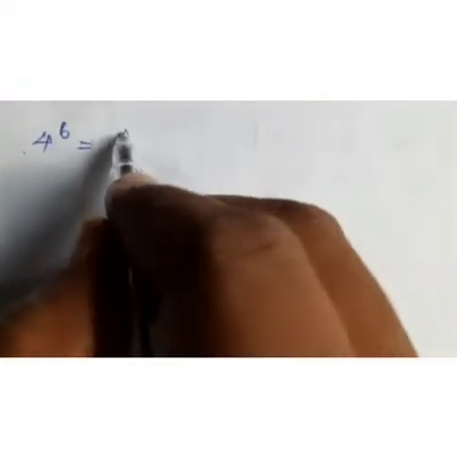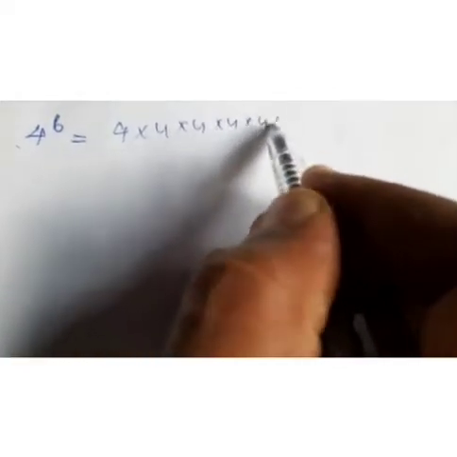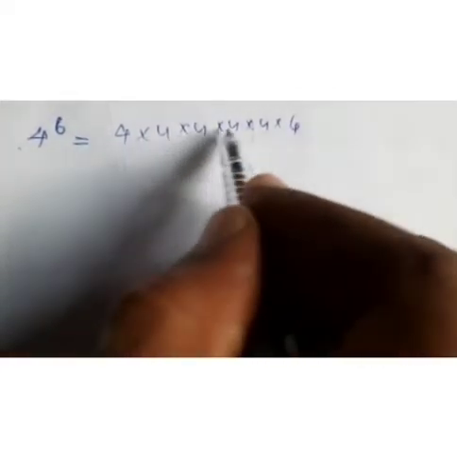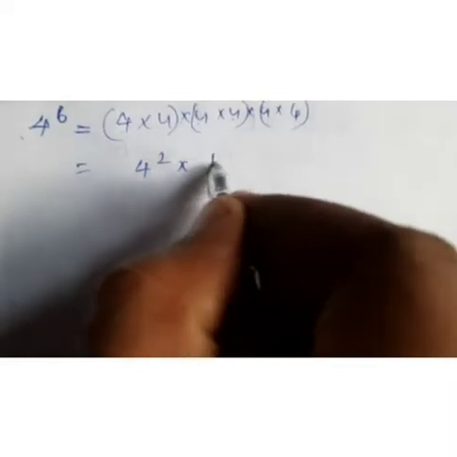4 raised to 6. 4 should be multiplied how many times? 6 times. 1, 2, 3, 4, 5, 6. Then make this into one group. So 4 raised to 2 into 4 raised to 2 into 4 raised to 2. This we can write together.